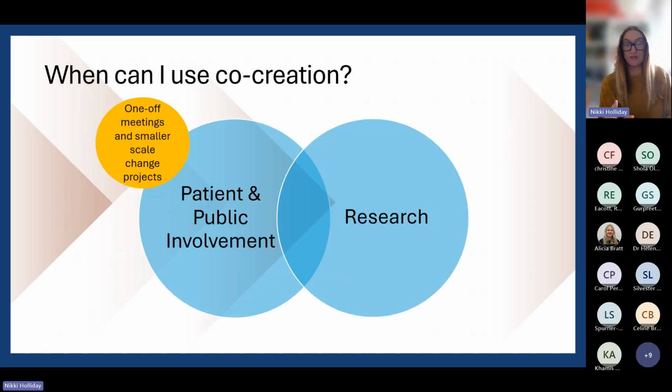When can we use co-creation? So I've talked a bit about using it in research as a research method, but it can also be used when we're doing patient and public involvement activities. So right at the beginning of the research process and throughout, asking people what they want to get out of research and what their priorities are. And then I've also added that you can just use it for one-off meetings and smaller scale projects. So if you just want to have some sort of idea generation meeting, it's great to use co-creation methods in that setting, rather than just having people round a table with nothing to inspire any creative thoughts and ideas.